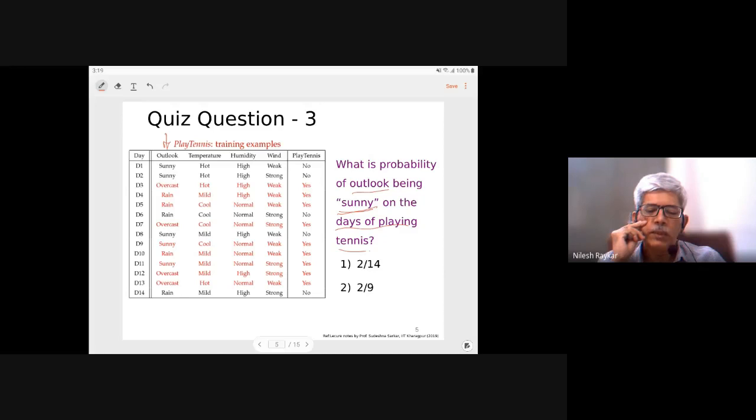2 by 14. Two by 9, 2 by 9. Okay, so everybody is giving 2 by 9.